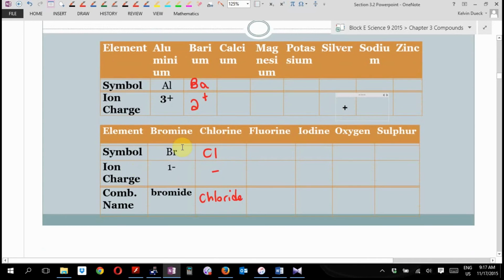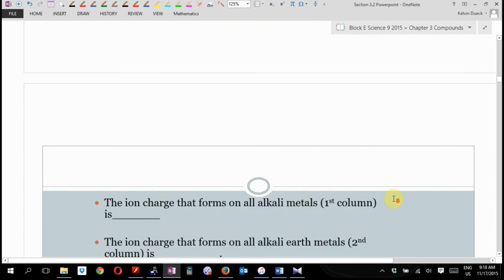The more interesting ones are the bottom here. So fluorine, F, yes? Yeah. Minus, what do you call it? Fluoride. I minus iodide. O, 2 minus oxide. S, 2 minus, sorry, sulfide. Iodide, sulfide. Then we had some questions.